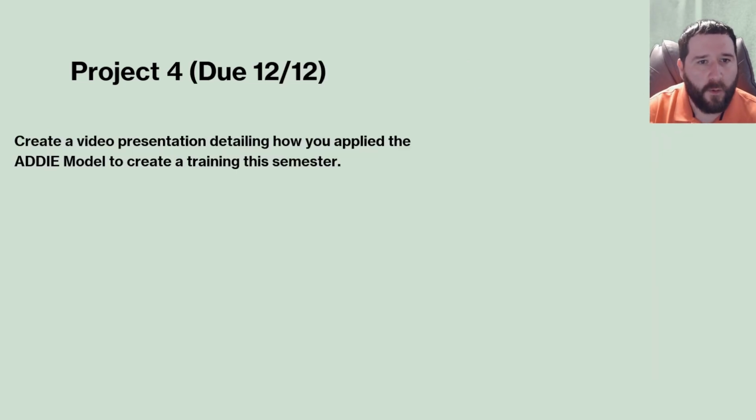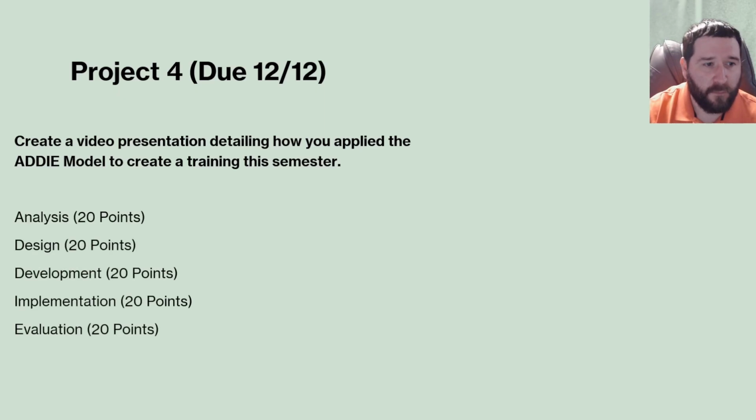So first off, project 4. It's going to have an official due date of 12/12. And we're going to create a video presentation detailing how you applied the ADDIE model to create a training this semester. And we'll go through the rubric here in a moment, but the focus is on the ADDIE model. So obviously we're going to grade on analysis, design, development, implementation, evaluation. That ADDIE process. Each step in the process gets 20 points. And we can take a look at that next.